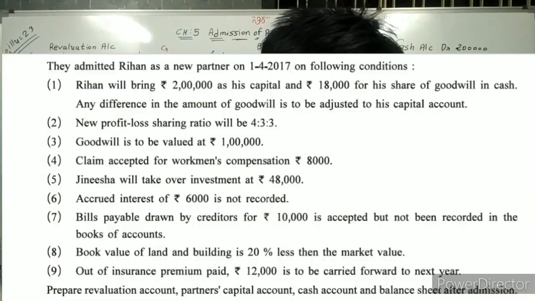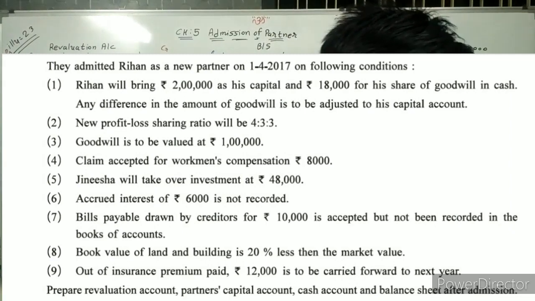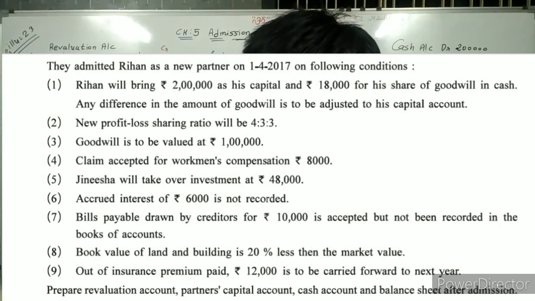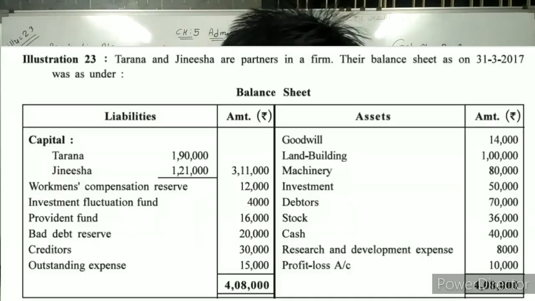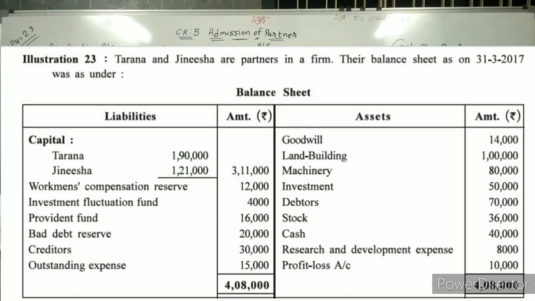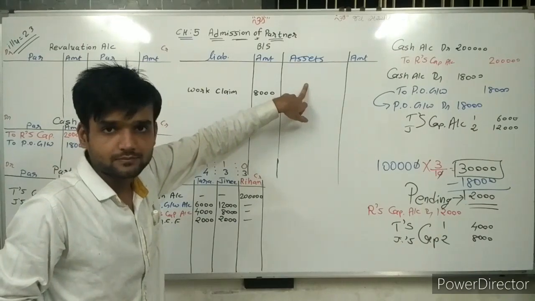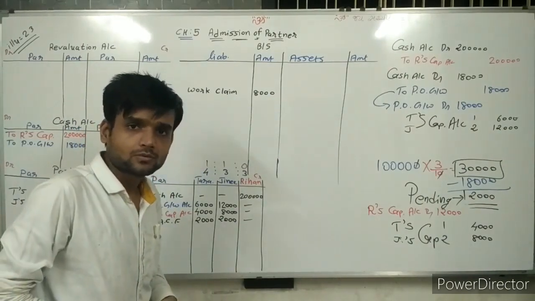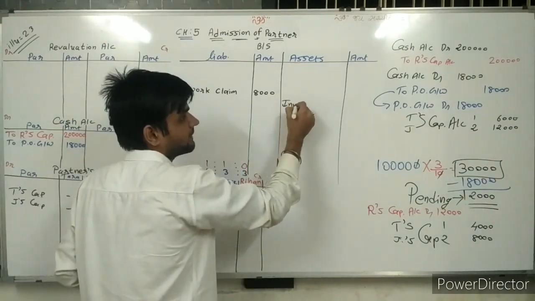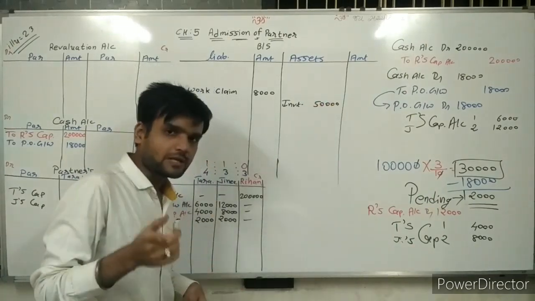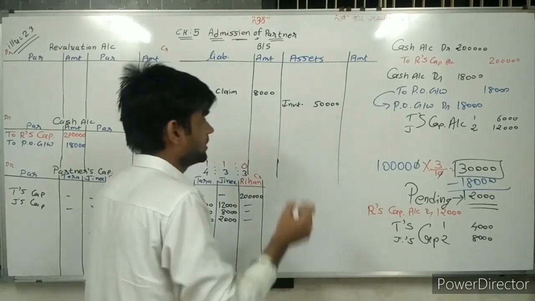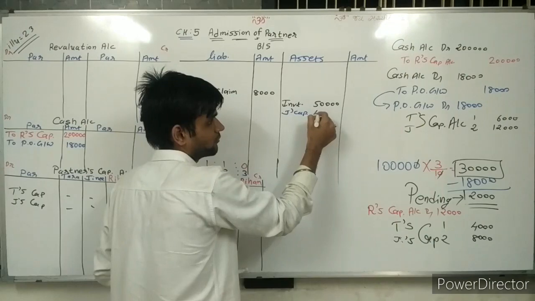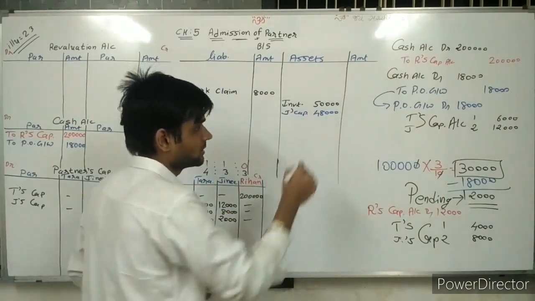Next adjustment: Jinisha will take over investment at rupees 48,000. Now, Jinisha is a partner, taking over investment at 48,000. What is the value of investment given in the balance sheet? Sir, in the balance sheet, investment is given as 50,000, an asset. Suppose I am writing here, investment 50,000. Now the investment is taken by Jinisha at 48,000, so Jinisha's capital account 48,000.